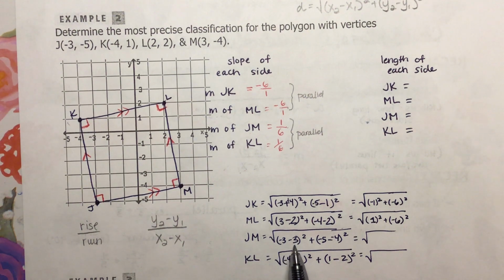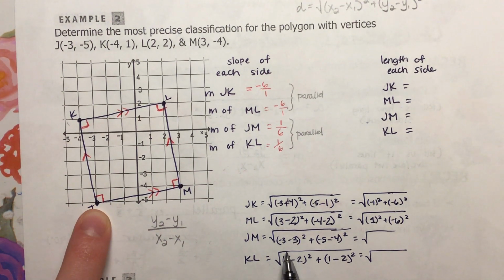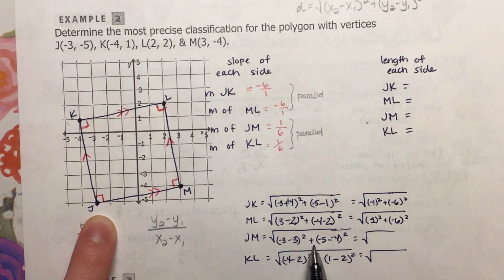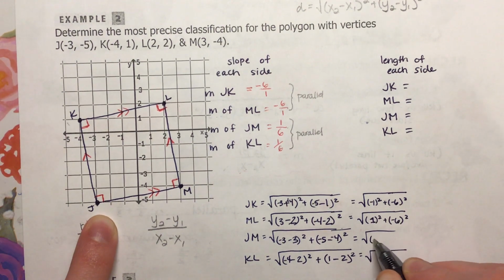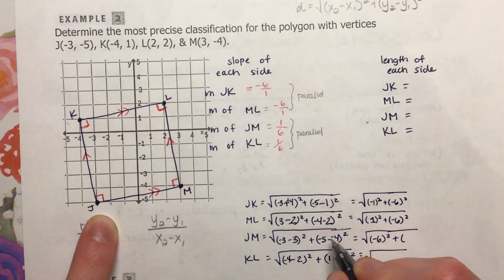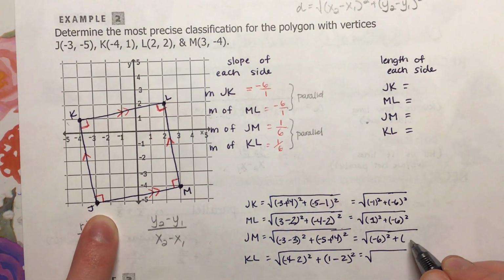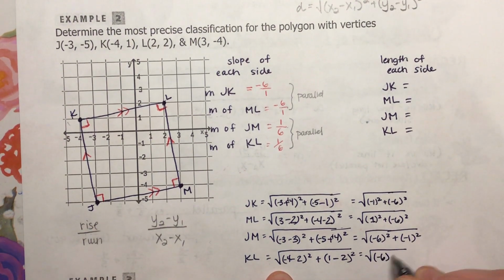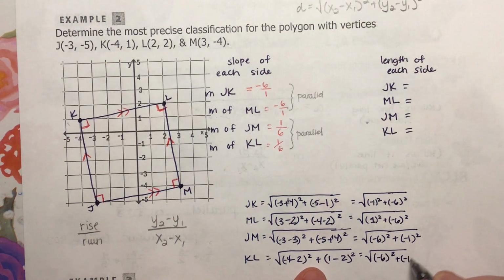3 minus 3, did I do that correctly? I just want to double check. So I've got J, which is -3, -5, and then M, which is 3. Oh, this is -6. I apologize. -3 minus 3 will get me -6 squared, plus, and then -5 minus -4 will be plus, so that is going to be -1 squared. And then down here, I have -6 squared plus -1 squared.